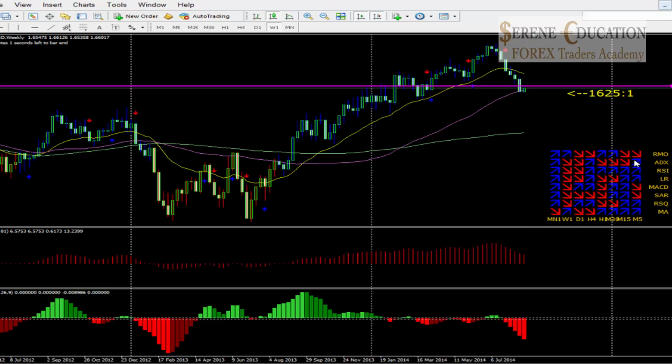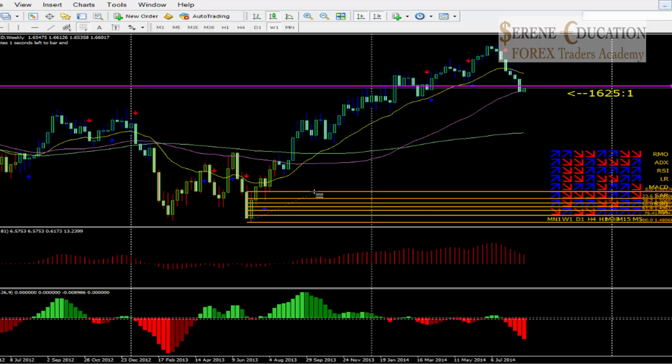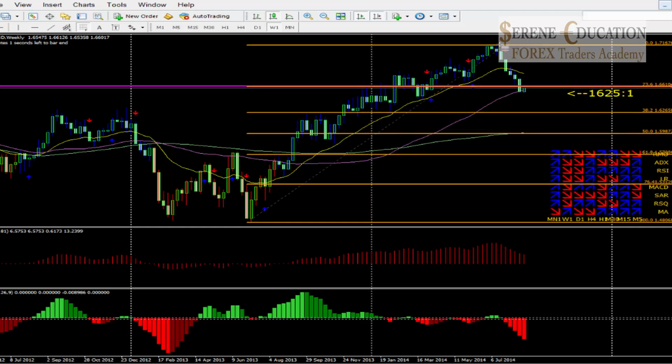If you look at the indicator box over here, we're having a bit of all over the place. There's a lot of red on here, but also a lot of blue. However, if you look at the overall long-term sentiment on this particular pair, we have seen a lot of ups from the current lows over here that we saw back in June of 2013.